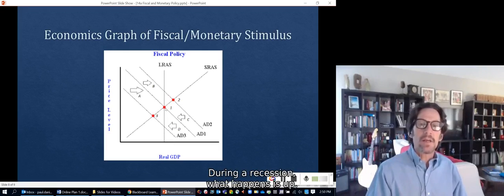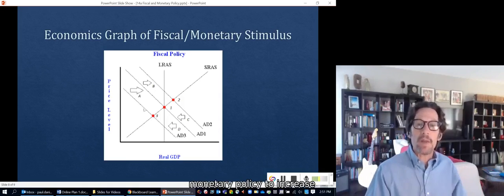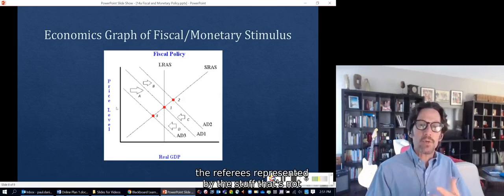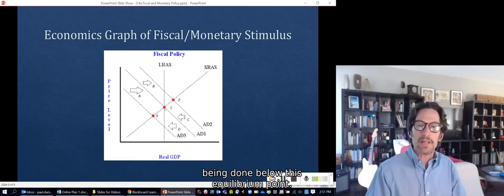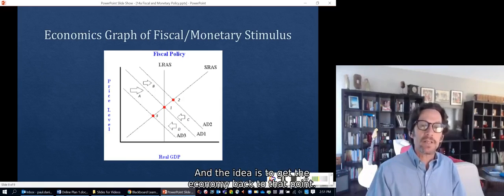During a recession, what happens is demand goes down, and that's this line that is going from the upper left to the lower right. Demand goes down, and so the goal is, through government spending or through monetary policy, to increase demand so that all this revenue in this triangle is not lost, right? Essentially, the shrink in the economy represented by the stuff that's not being done below this equilibrium point is seen as deadweight economic loss. And the idea is to get the economy back to that point.